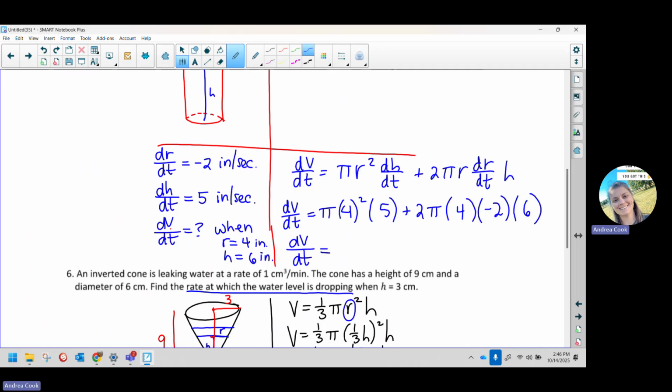Somebody tell me what you get. 16 times 5 is what? 80. So 80 pi minus 96 pi is -16 pi. And what are my units? Cubic inches per second. Absolutely.